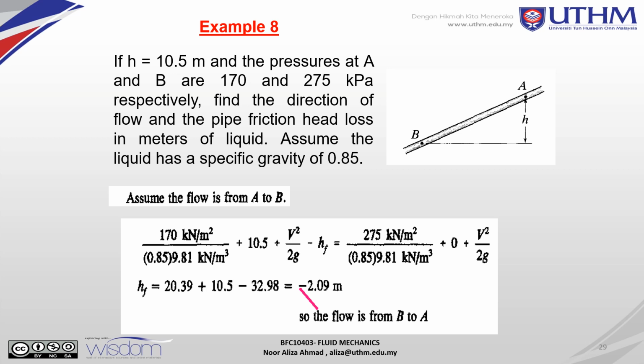That's why you get the flow from B to A as negative, because we assume that the flow is from A to B. First, before you calculate, you assume that the flow is from A to B. So when you assume A to B and you get a negative, the real situation is B to A.